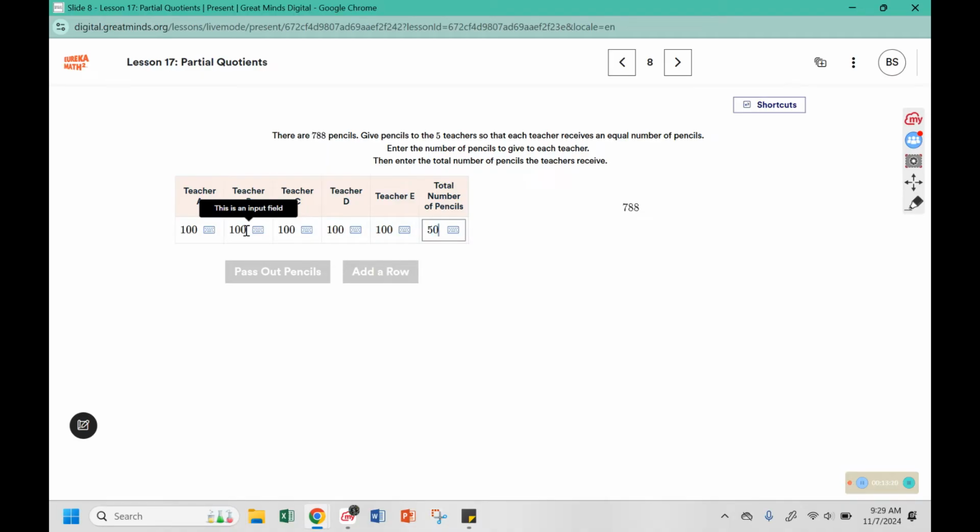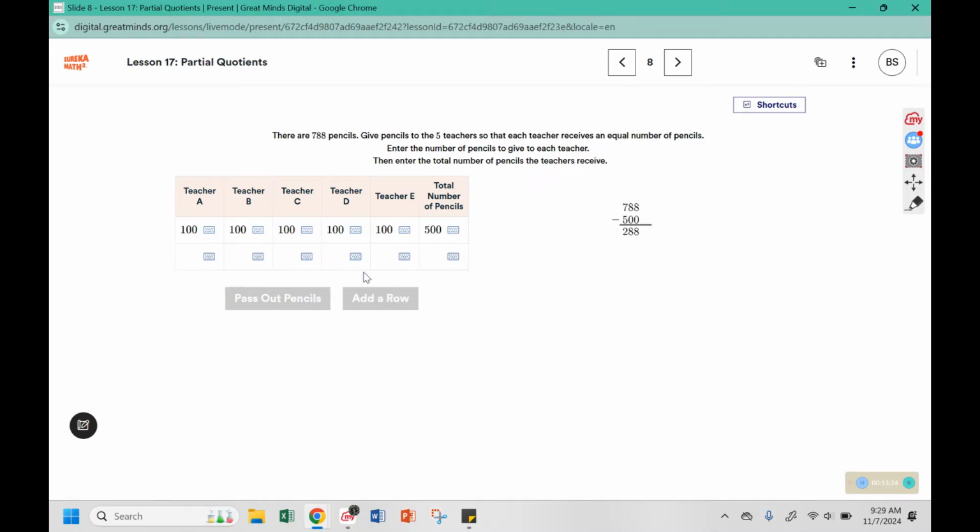Or a total of 500 this time because we have 5 teachers. Now, 250 we could split into 5 parts. 25 split into 5 parts is 5, so this could be around 50 pencils. 50, 100, 150, 200, 250.